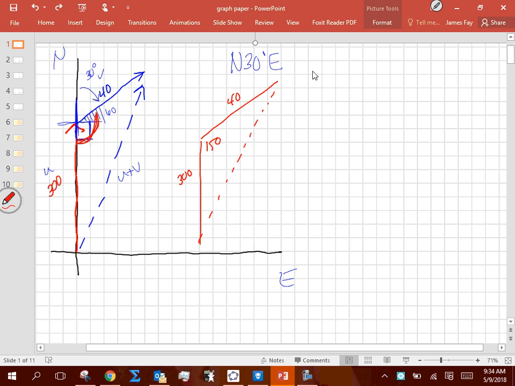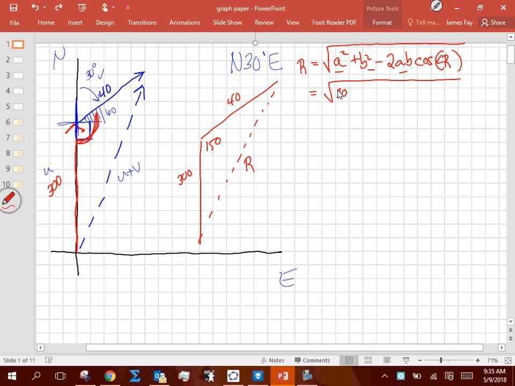This is 300. This is 40. So now, law of cosines. Remember, if I call this r, r is equal to the square root of a squared plus b squared minus 2ab cosine of angle r, where a and b are the remaining sides. That you should know. That's what we're plugging into this formula. So a would be 300, b would be 40, minus then 2. That 2 is a constant, it's always 2. And then we go 300, 40, and then the angle opposite the side I'm looking for, in this case, would be 150. So I'm going to calculate that real quick.